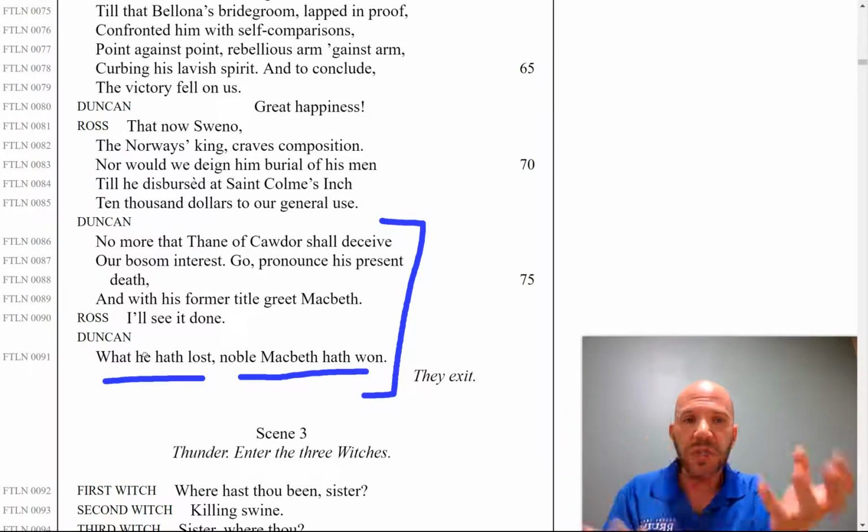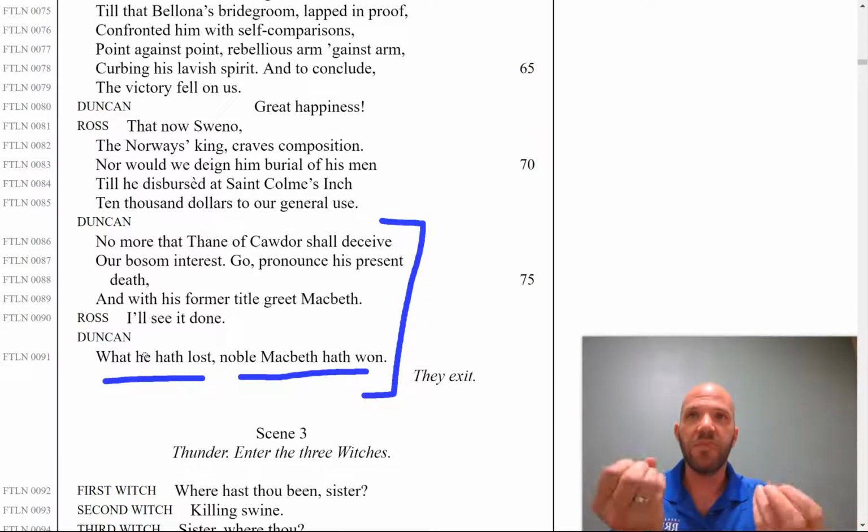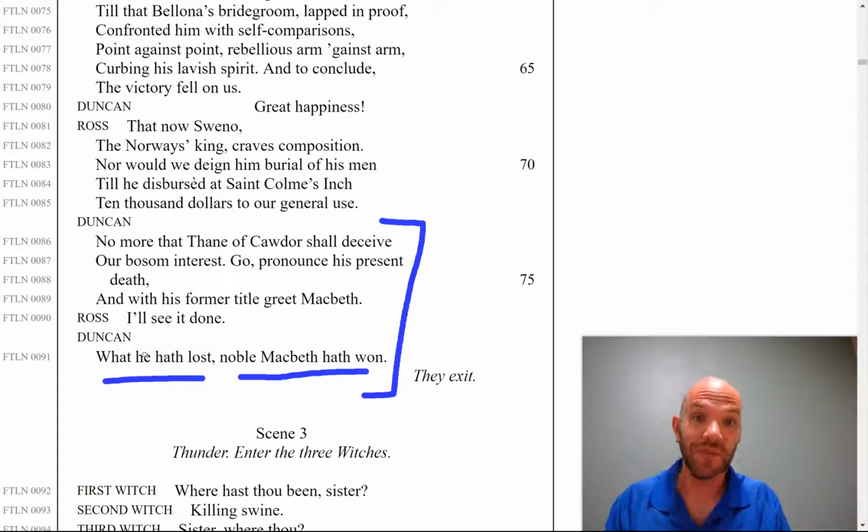We have set up here in these first two scenes, not only all this violence and war and stuff around us, but this idea that things can flip, okay? What looks good could turn bad, which is going to be an important theme throughout the play. What looks bad can turn good. All right, so this guy lost his title. Macbeth gets it. All right, that is all the setup we need.